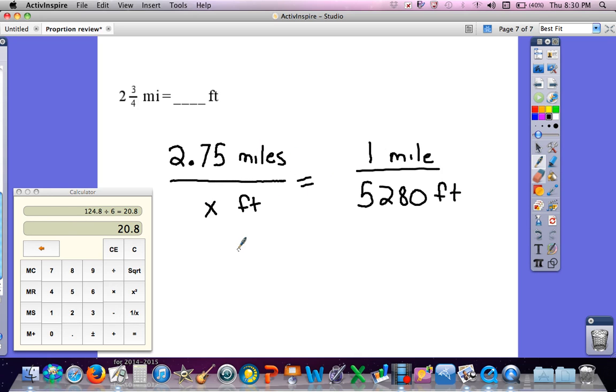So x times 1 is x. 2.75 times 5,280 is 14,520 feet. And this should be a good review for you of how to use proportions to solve problems.